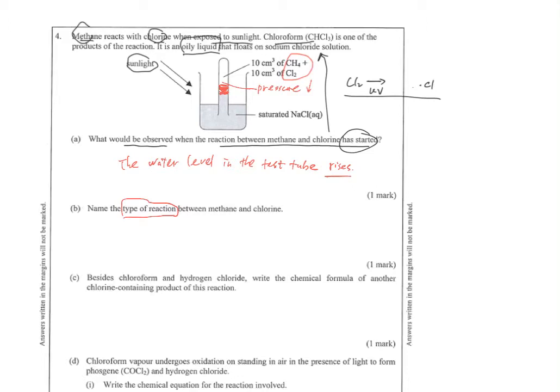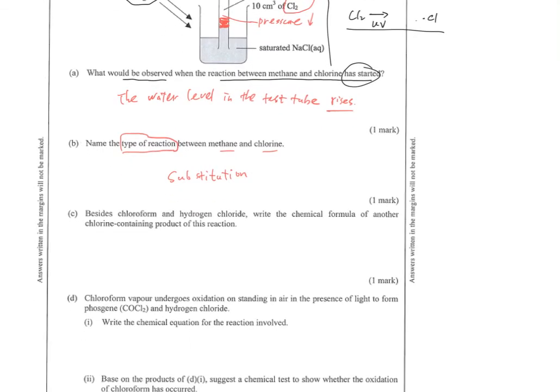We have oxidation, we have reduction, we have hydrolysis, we have substitution, we have dehydration, so many. Okay, so this type is a methane and chlorine. That means that it's free radical substitution, right? But for the exam, we just need to write down substitution. I think it's okay. Substitution.